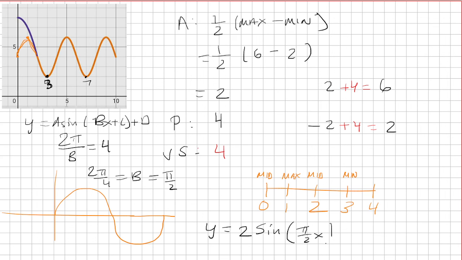There is no phase shift, so we're not going to be adding by anything. And then there's a vertical shift of 4. So this is going to be our equation. And it's obvious that the graph starts at x equals 2. So 2 comma 4. That's when it starts taking the shape of the sine graph.